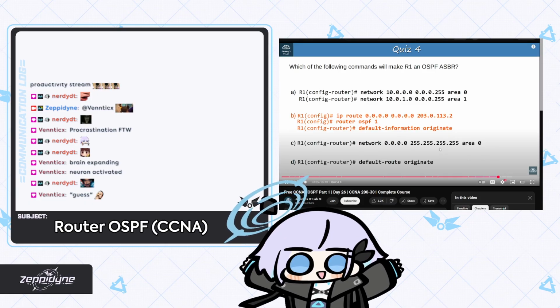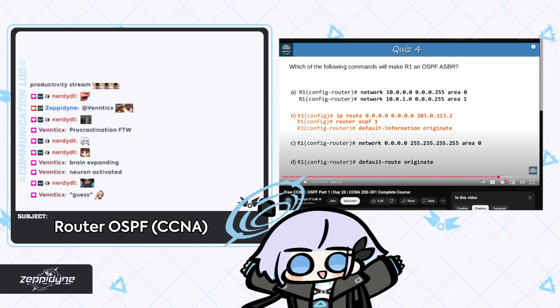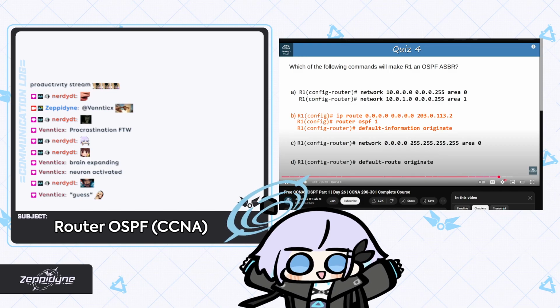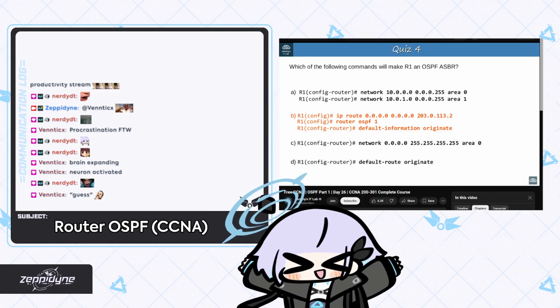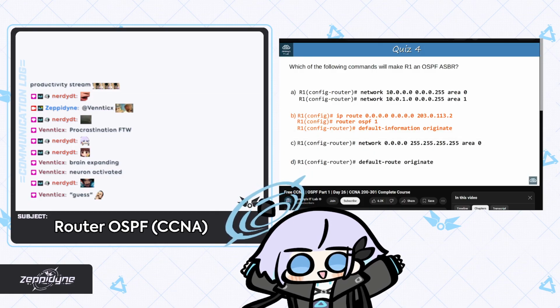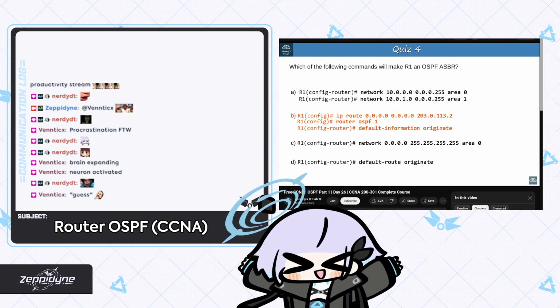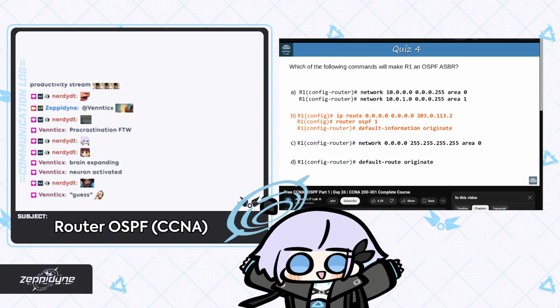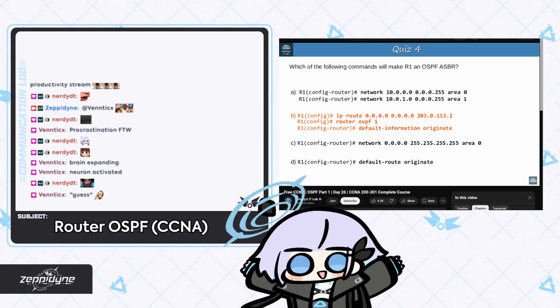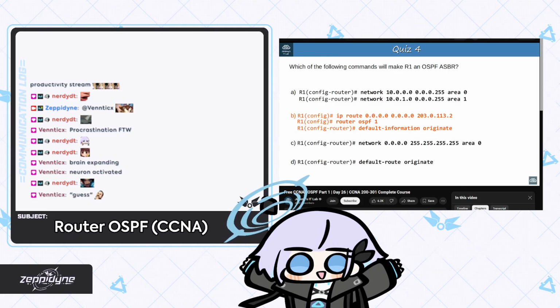The correct answer is B, which first configures a default route and then advertises it into OSPF using the default-information originate command. Option A simply configures 2 network commands which activates OSPF on the specified interfaces. Option C activates OSPF on all interfaces with an IP address, since all IP addresses match 0.0.0.0/0. Option D is not a real command.